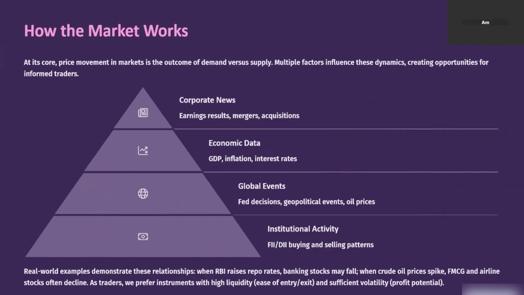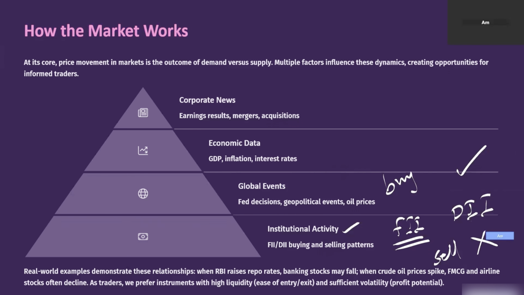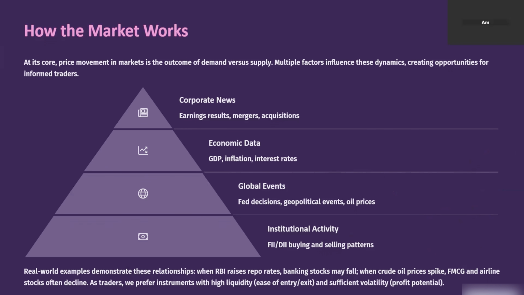Okay, so now next, institutional activity. So FII, DII, they have huge funds, and if they are buying, it is good for the market, and if they are selling, it's bad for the market. So we need to keep a track on FII and DII activity, because they have a huge liquidity and they can move the prices on a big scale. So these are the major things which move the price action.